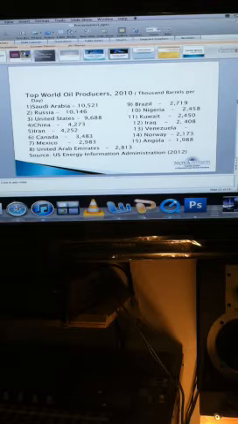Canada produced 3,483. Mexico produced 2,983. United Arab Emirates produced 2,813. Brazil produced 2,719. Nigeria produced 2,458.